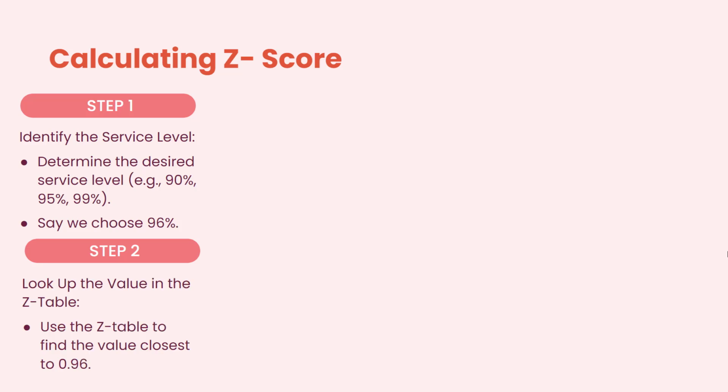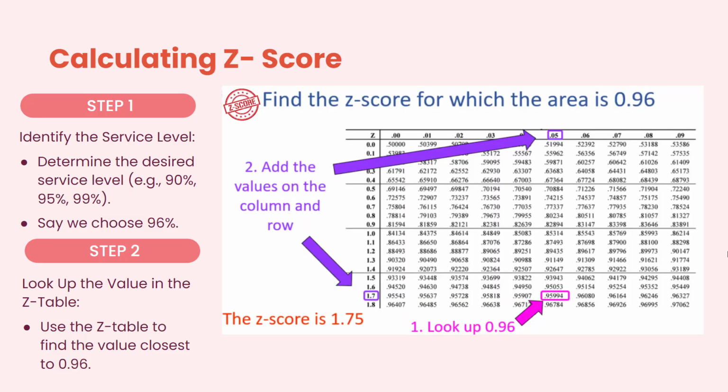Step 2 is to calculate z-score. It can be done in two ways. First is to use a formula, or second is to use a z-score table. The z-score table is a table that has numerous values of service levels. You need to find the closest value to your selected service level, that is 0.96.